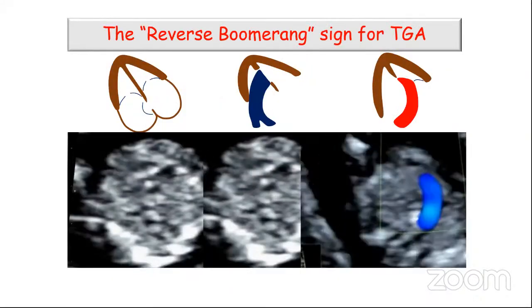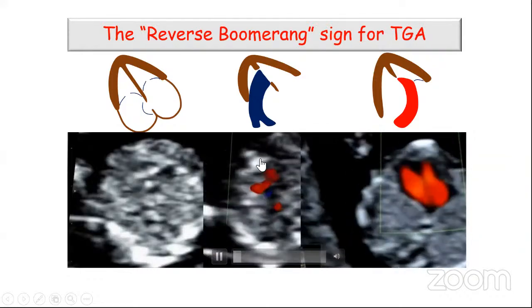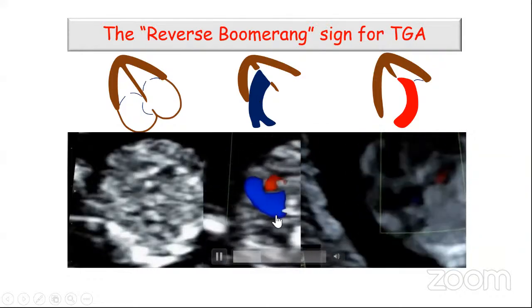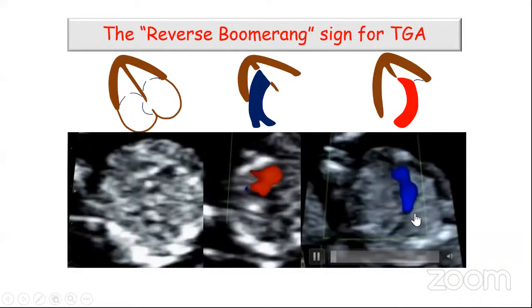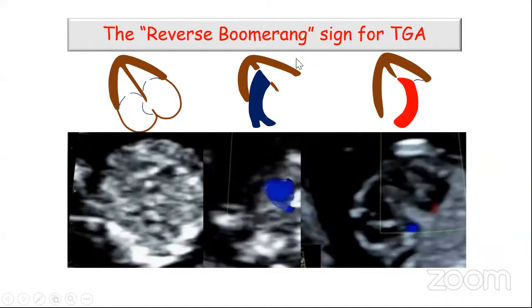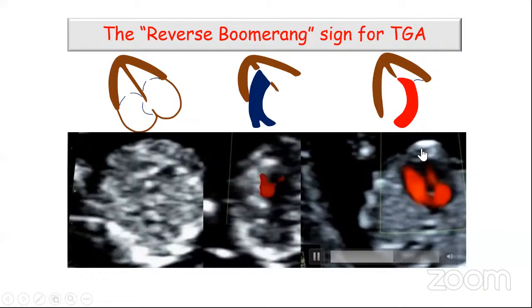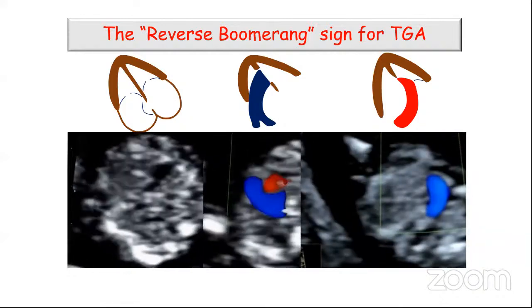This sign was first described by Professor Simon Meagher. And as we've seen, the V-shaped structure is the 3-vessel Archer's view, which we should normally see. But if we don't see that and we see this kind of image, which looks like a reverse boomerang, then it is a marker for TGA, that is transposition of the great arteries, because of their parallel alignment.